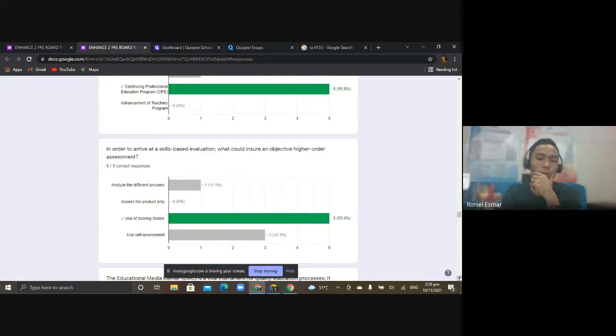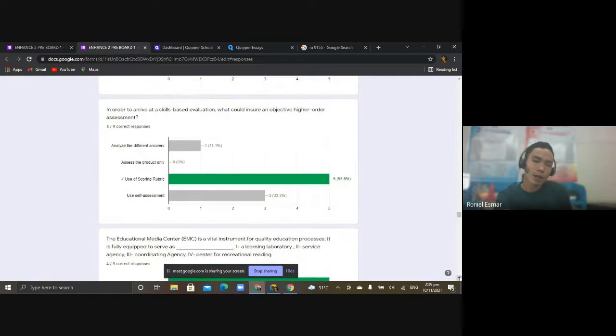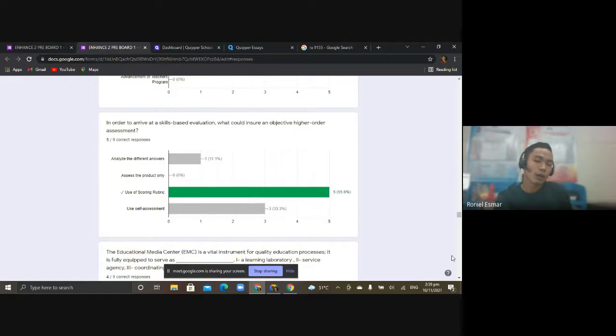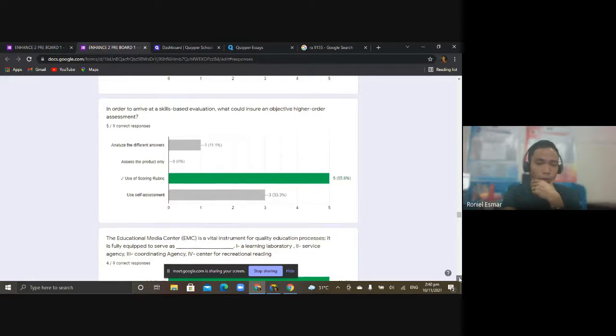That's also the purpose of using a scoring rubric. And for additional information, in making use of a rubric, it's also very important that we communicate it first to our students, so that they are aware of what particular criteria to target in constructing their outputs and performances. So that's why the correct answer for this item is to use a scoring rubric.